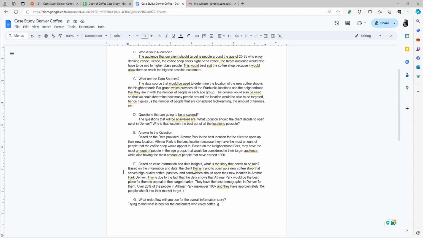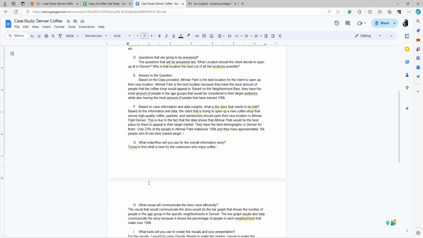What order flow will you use to tell the overall information story? Trying to find what's best for the customers who enjoy coffee.